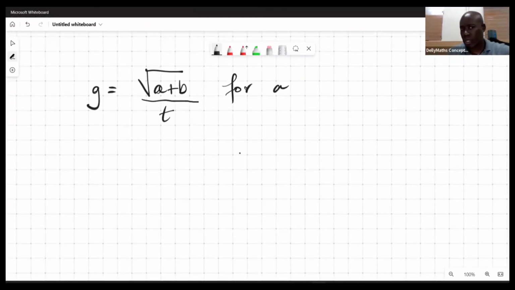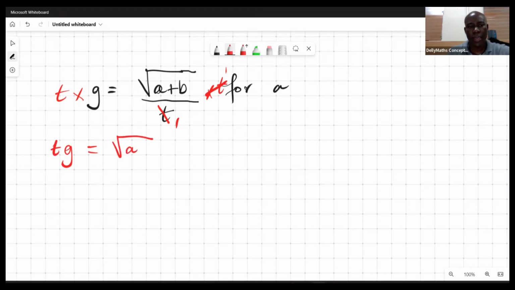There are more than one ways we can approach this problem, but one of the easier ways is to remove the fraction first. So we want to get rid of that denominator, right? In order to get rid of the denominator, what we want to do is to multiply both sides by t, so that on the right side, this t cancels itself there one time. Now let's rewrite what we have. Tg is equal to the square root of a plus b.